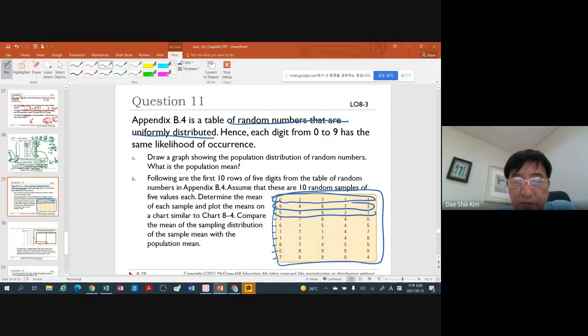Determine the mean of each sample. We need to calculate X bar 1, then the second sample X2 bar, X3 bar, and so on. Determine the mean of each sample and plot the means in a chart similar to chart 8-4. Compare the mean to the population mean and so on.